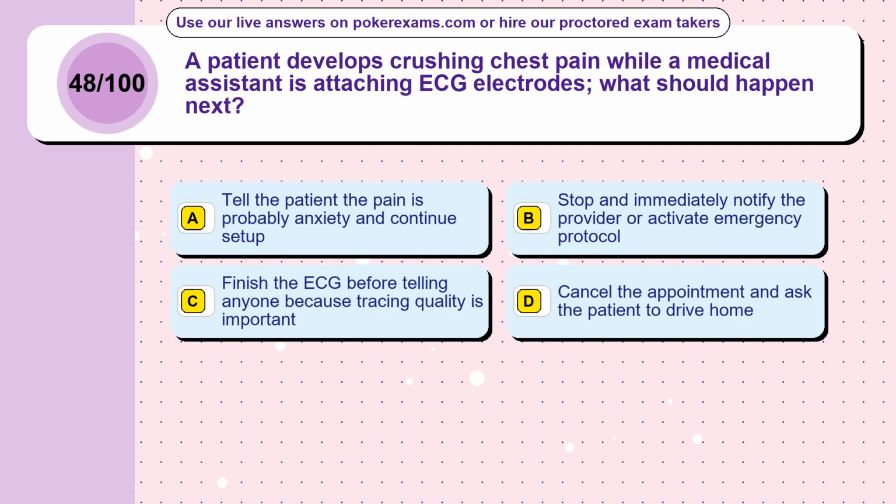Question 48. A patient develops crushing chest pain while a medical assistant is attaching ECG electrodes. What should happen next? Option A. Tell the patient the pain is probably anxiety and continue setup. Option B. Stop and immediately notify the provider or activate emergency protocol. Option C. Finish the ECG before telling anyone because tracing quality is important. Option D.